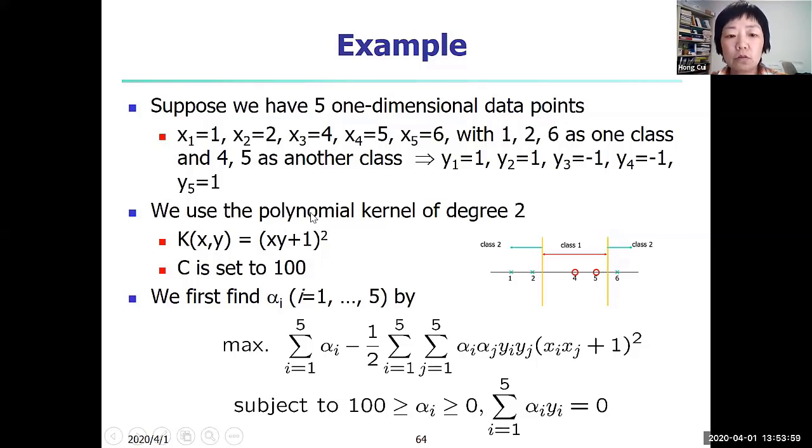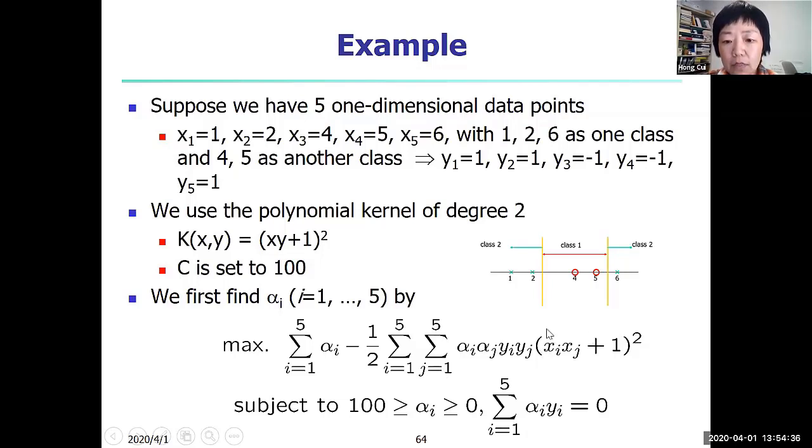Okay, so we're going to use a polynomial kernel with degree of 2. Again, this degree is something that you can supply as a hyperparameter. And we set the cost factor to be 100. So the first step, we use our maximization function to find alphas for our 5 observations. This is exactly the same thing that we copied before, except now we replaced those indexes with real numbers.